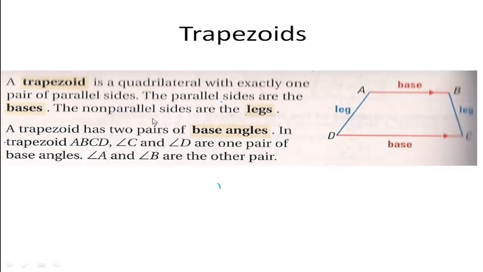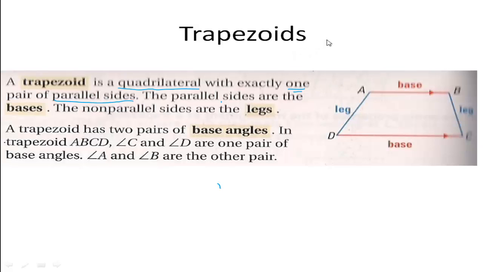It's a quadrilateral. That means it has 4 sides. It's a polygon with 4 sides. And it has exactly one pair, only one pair of parallel sides. For parallelograms, which is what we were doing before, we had 2 pairs of parallel sides. For trapezoids, they only have 1 pair of parallel sides.